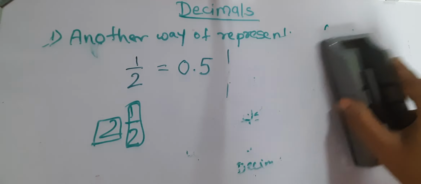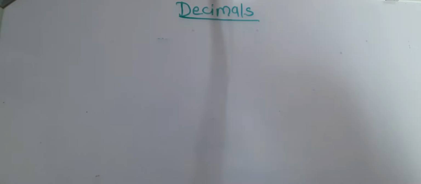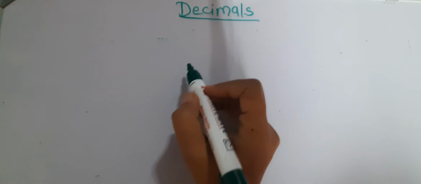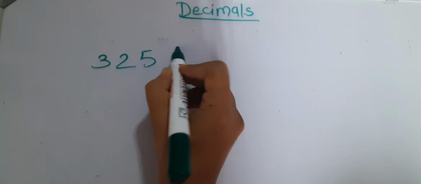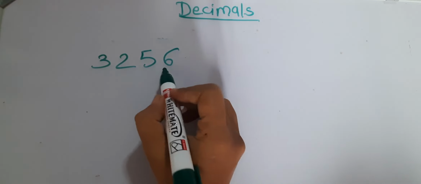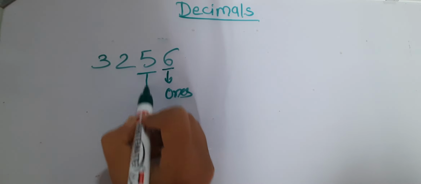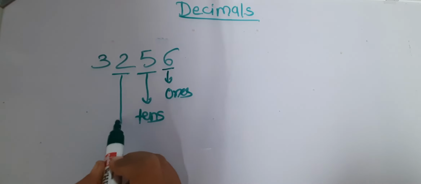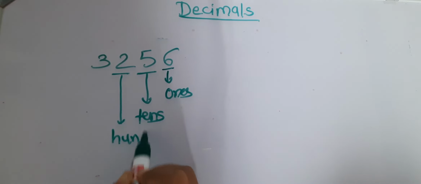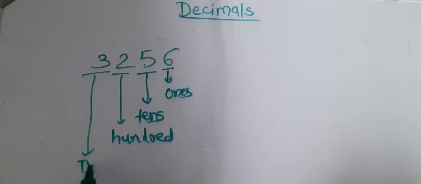Okay, now let's see a few terms of decimals. If we have written any number, like I am writing 3, 2, 5, 6, what do we say? The 6 is at the ones place, 5 is at the tens place, 2 is at the hundreds place, and 3 is at the thousands place.